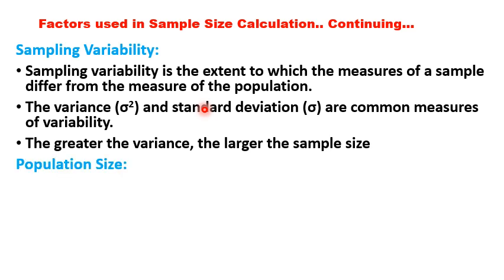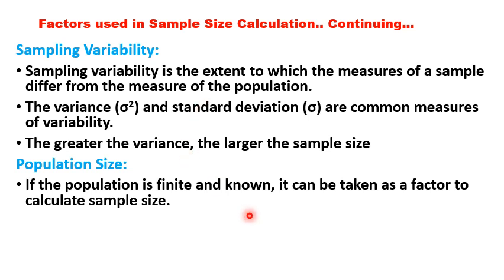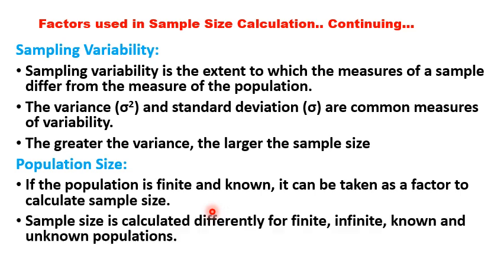The next one, population size. If the population is finite and known, it can be taken as a factor to calculate sample size. Sample size is calculated differently for finite, infinite, known and unknown populations.